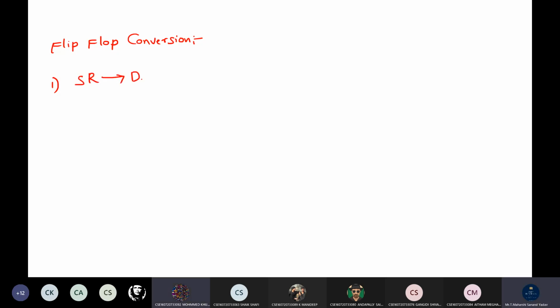Convert SR into D flip-flop. The first step is we need to write the excitation table of the SR flip-flop. Here the first one indicates the given flip-flop. We want to make this SR into D, the conversion of one into another. The second step is we need to take the characteristic table of the flip-flop which we need.